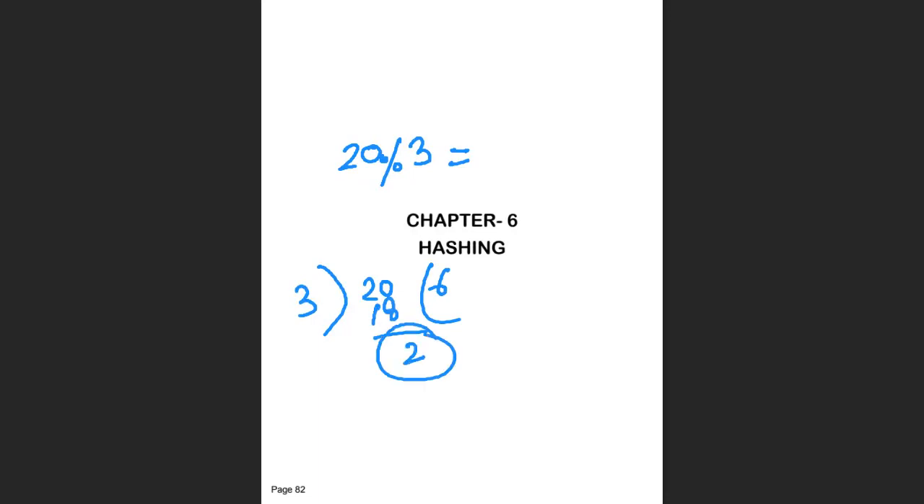Okay, so if you want to study hashing, you must bring your calculator, a mobile calculator is fine. If you do not bring a calculator, nobody will allow you. So you must bring a calculator.